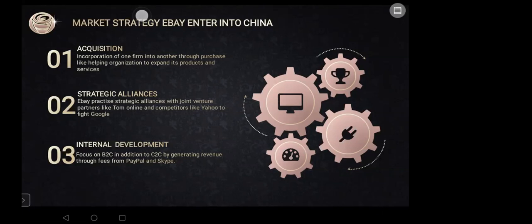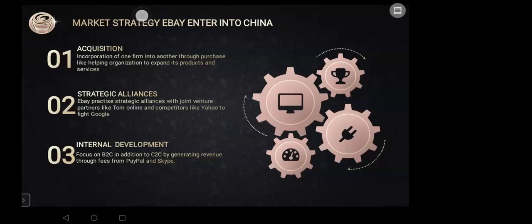So you see the business expand through that. Not only that, it also has the strategic alliance. It practices this strategic alliance with joint venture partners like Tom Online and Yahoo, because competitors like Google are quite strong, that it considers like its rivals. So it makes this strategic alliance with joint ventures like Tom Online and competitors like Yahoo to fight Google.